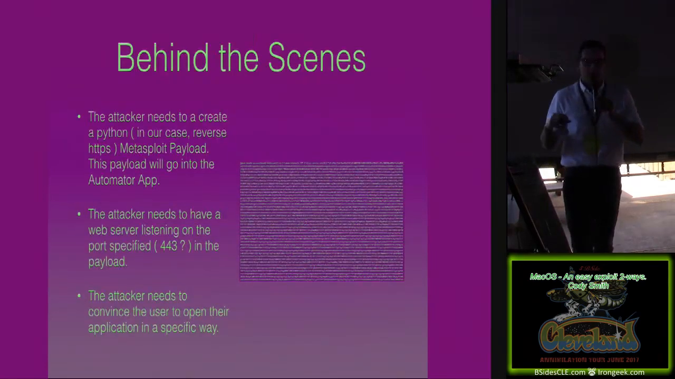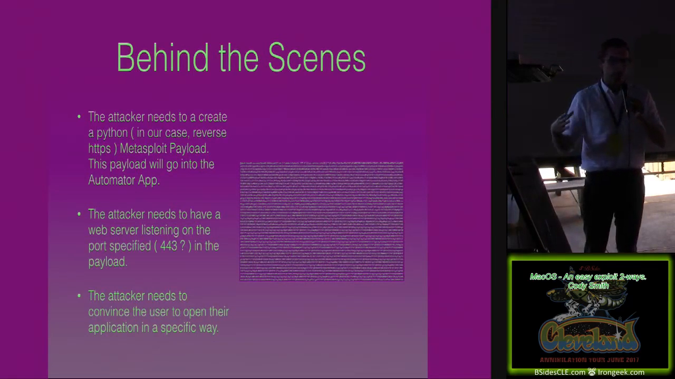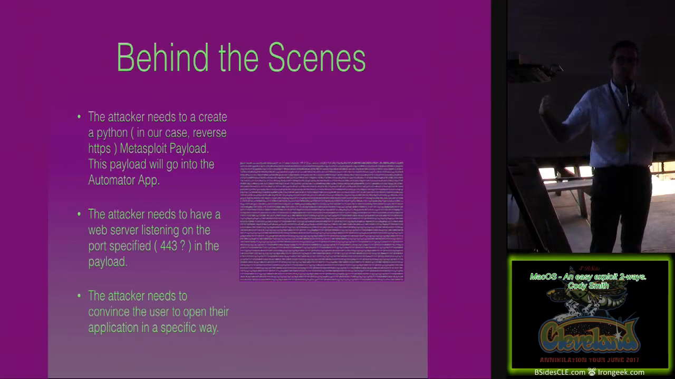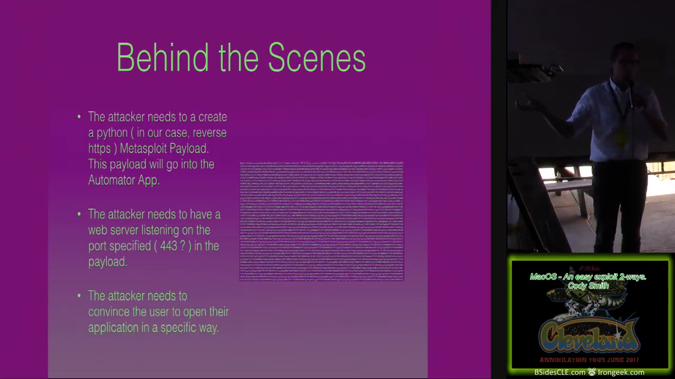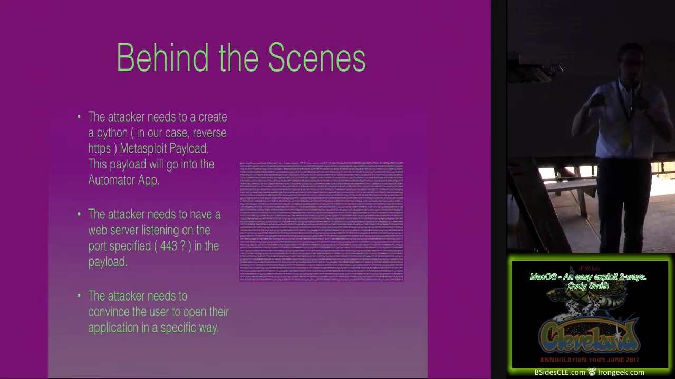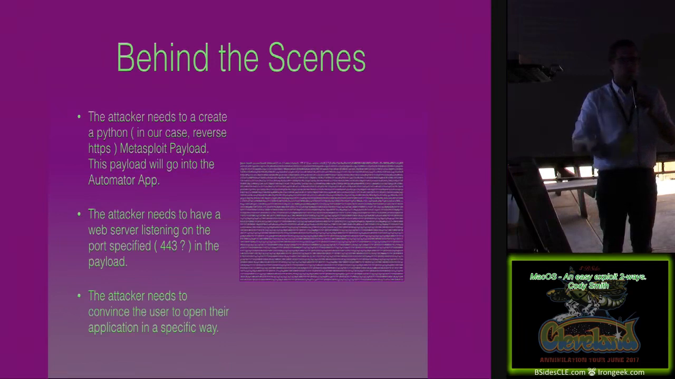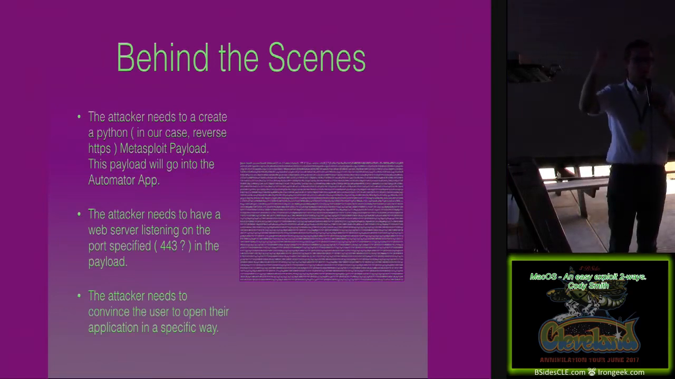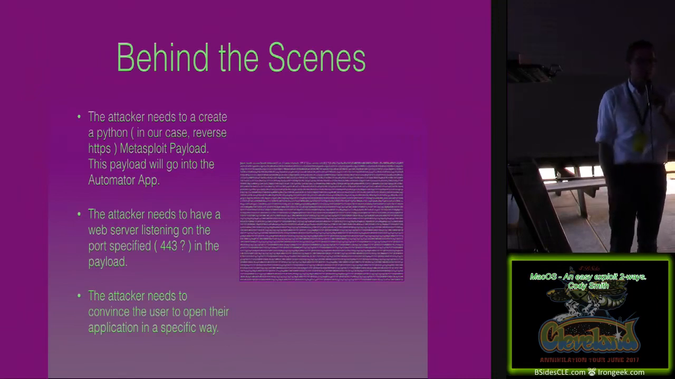So, behind the scenes, the attacker creates a payload that's reverse HTTPS, and it's encoded in 64-bit. We dump that into the Automator, and then you can add some fun tasks around it. I've added notifications on the top and the bottom to say, hey, this application started, or, thank you for using the application.